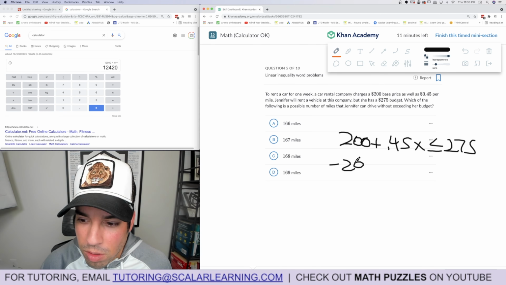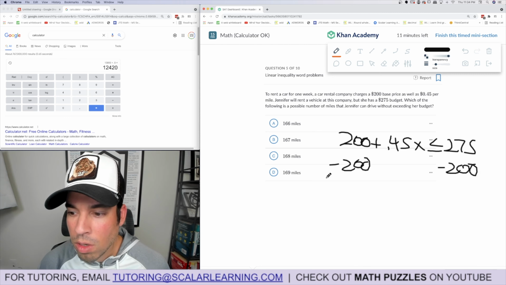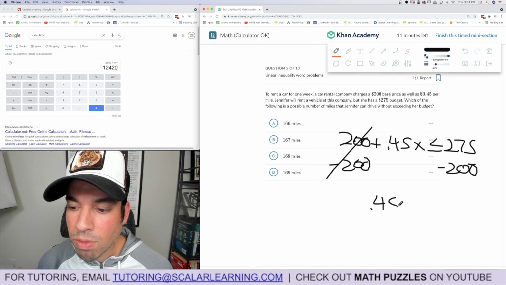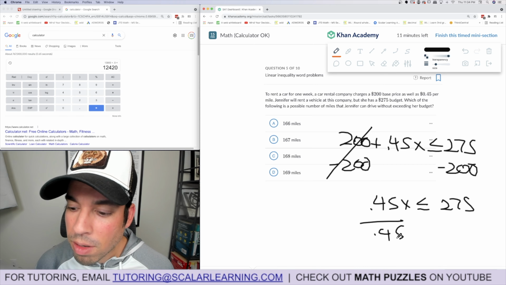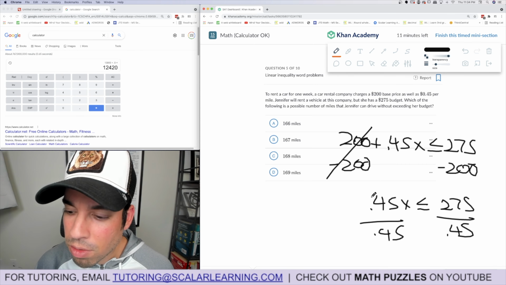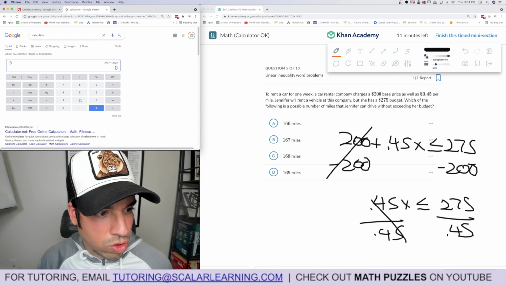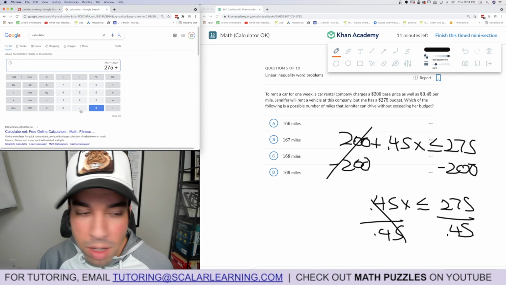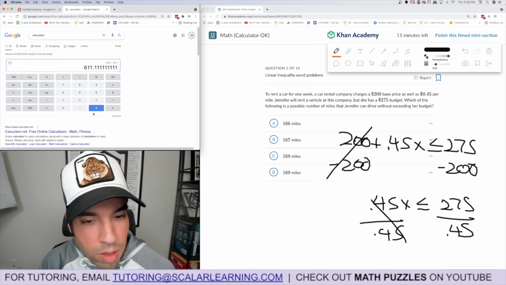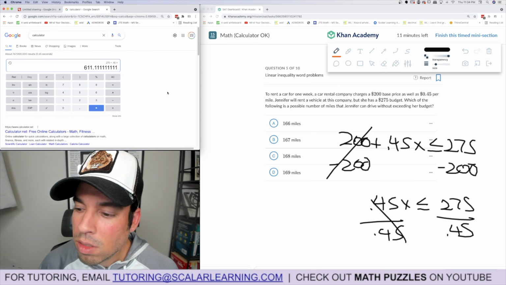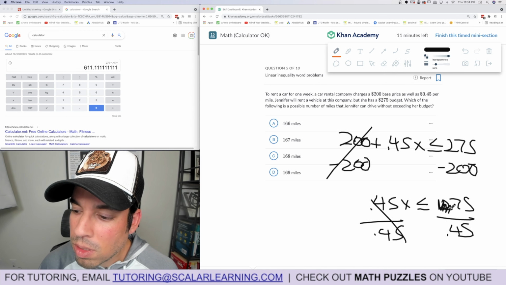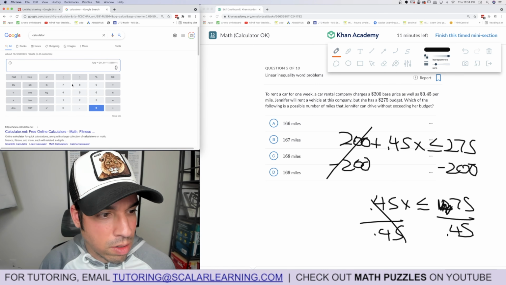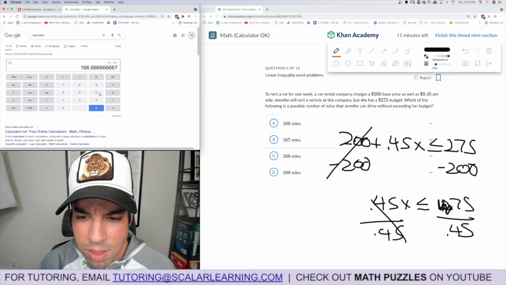So we subtract 200, and we get 0.45x is less than or equal to 275. Divide by 0.45. Obviously, I'm going to use the calculator for this. 275 divided by, what did I do? Oh, I didn't subtract. Sorry. That's supposed to be 75. My bad. All right, 75 divided by 0.45 is 166.